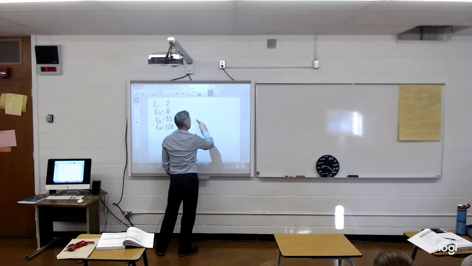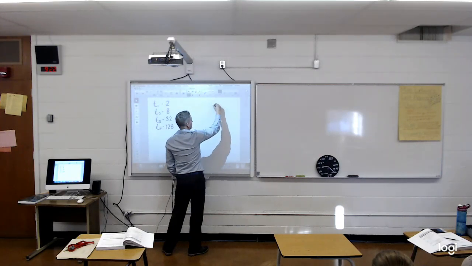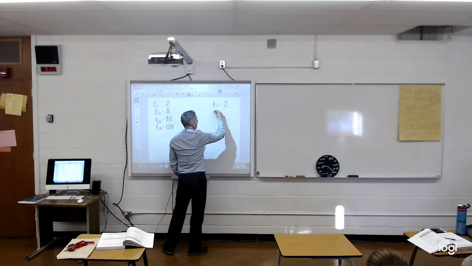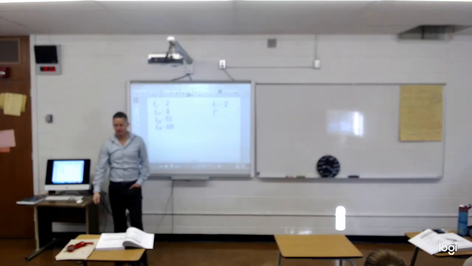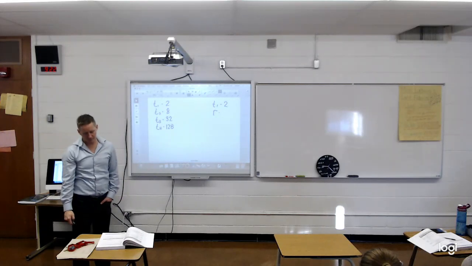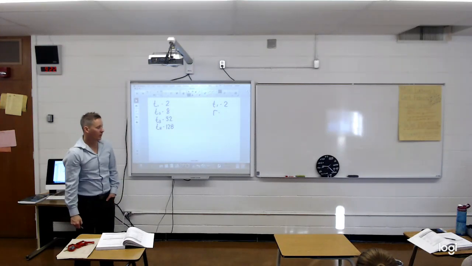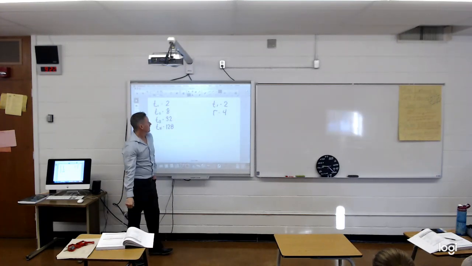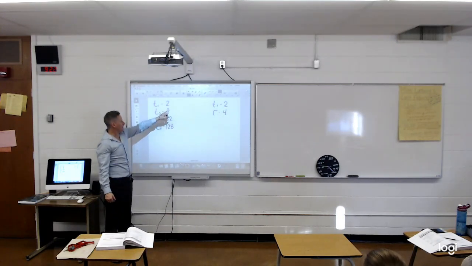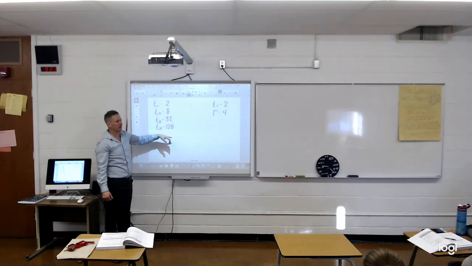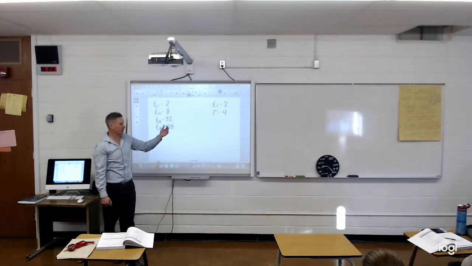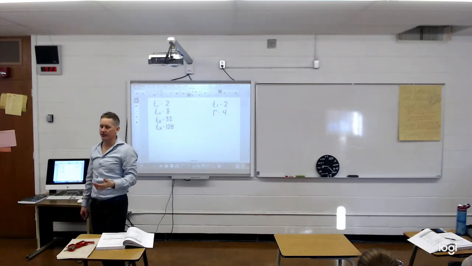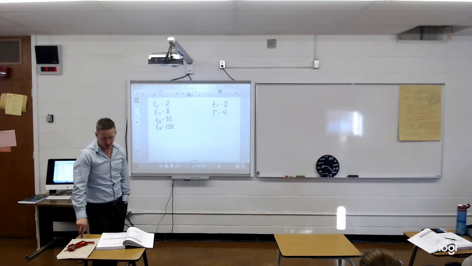All right. So my t_1 value is 2. What was my common ratio? 4. Okay. What did I multiply this number by to get to 8? And then what did I multiply 8 by to get to 32? And then 32 to 128? 4. So I can check it multiple times. If I'm not sure, I can check it multiple times. Okay, so I've got that.